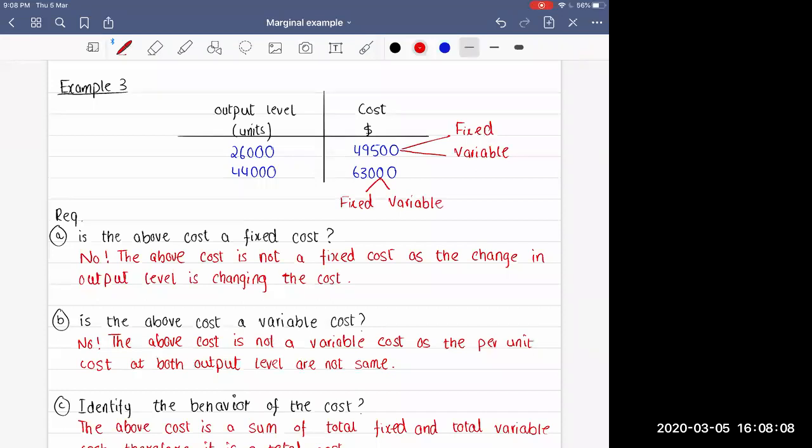Now how much is fixed and how much is variable, that we don't know, but we know one thing: the fixed amount that is inside 49,500 is the same fixed element inside 63,000. That means the fixed cost at both points is the same. We exactly don't know how much fixed element is in 49,500 and in 63,000, but the fixed cost is the same at both points.